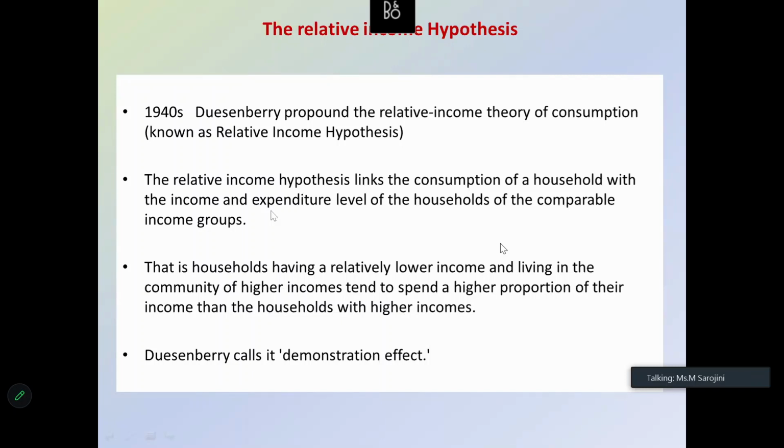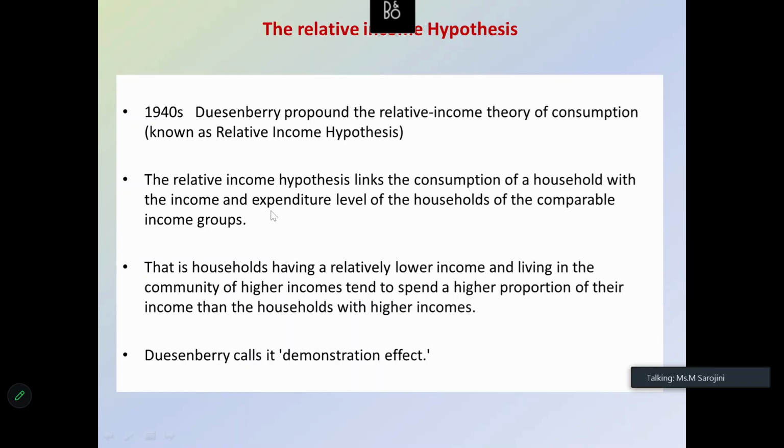The poor people are living among the higher income community. They are spending a higher proportion of their income compared with the higher income groups. This is called the demonstration effect, in the relative income hypothesis. They don't have enough money, but they are behaving like higher income people. This is the demonstration effect.